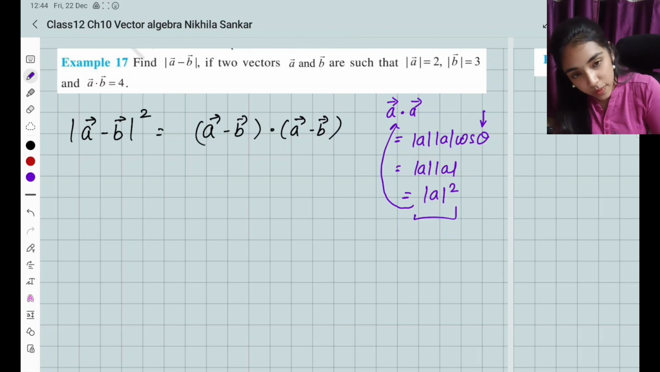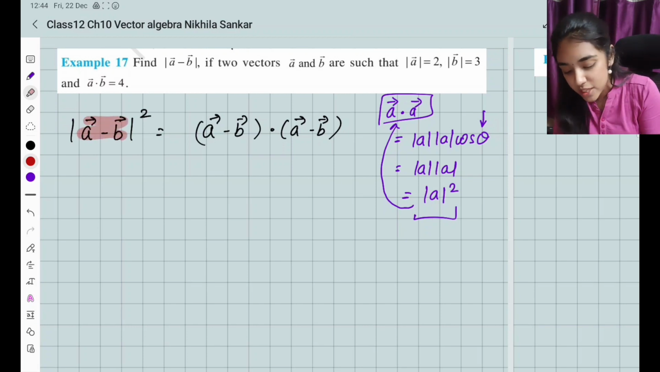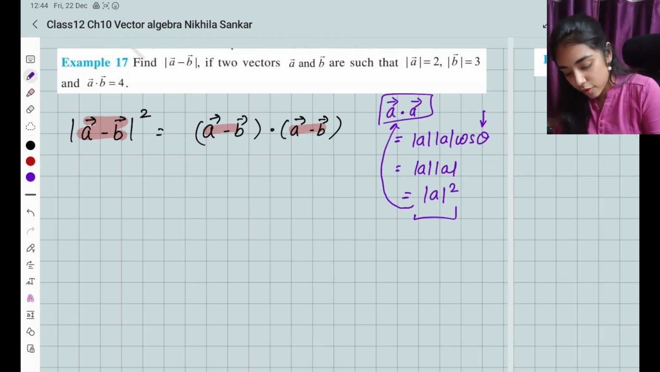Mod A the whole square becomes the dot product of the same function. So அதே தான் இங்கேயும். So இந்த இடத்துல mod A க்கு பதிலா I have A minus B the whole square is going to be dot product of the exact same functions. Now, I have written it in such a form. Now, what am I going to do? I am going to multiply using the distributive property.